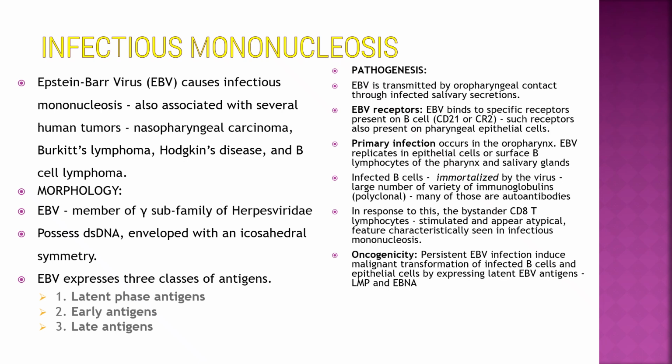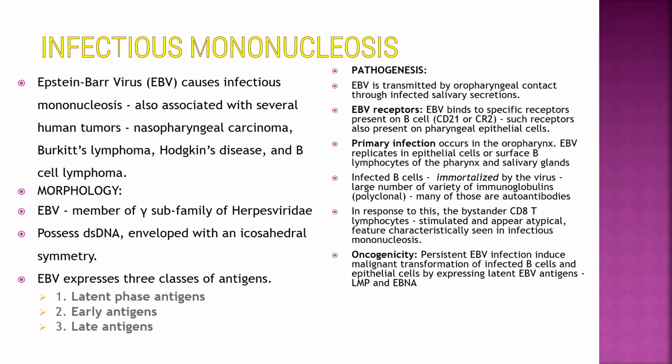Pathogenesis. EBV is transmitted by oropharyngeal contact through infected salivary secretions. EBV binds to specific receptors present on B cells, CD21 and CR2; such receptors are also present on pharyngeal epithelial cells. Primary infection occurs in the oropharynx. EBV replicates in epithelial cells and/or surface B lymphocytes of the pharynx and salivary glands.